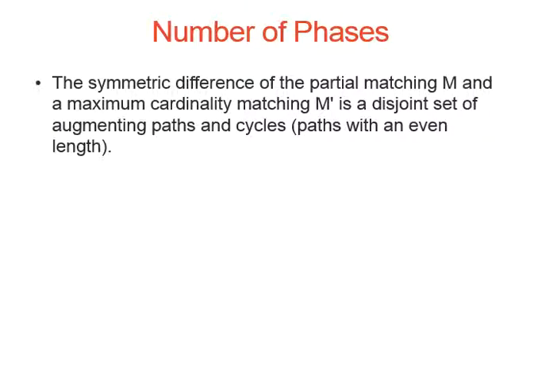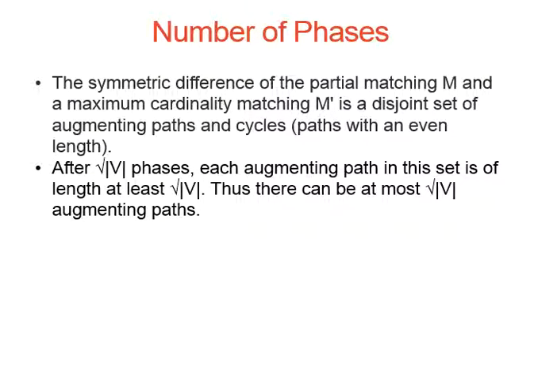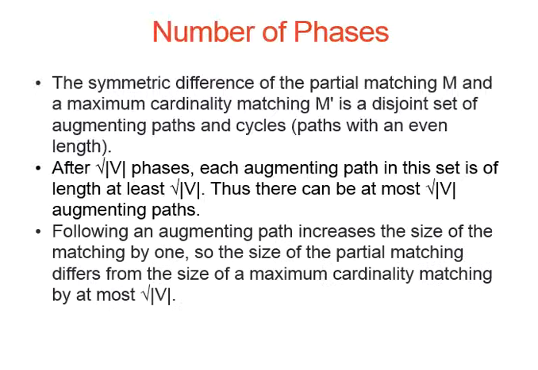If we take the symmetric difference of this matching with a maximum cardinality matching M', we get a set of disjoint augmenting paths and cycles. By the lemma stated, the augmenting paths are of length at least √v, so there can be at most √v of them. Each augmenting path increases the size of the partial matching by 1, so the difference in size between our partial matching and a maximum cardinality matching is at most √v.